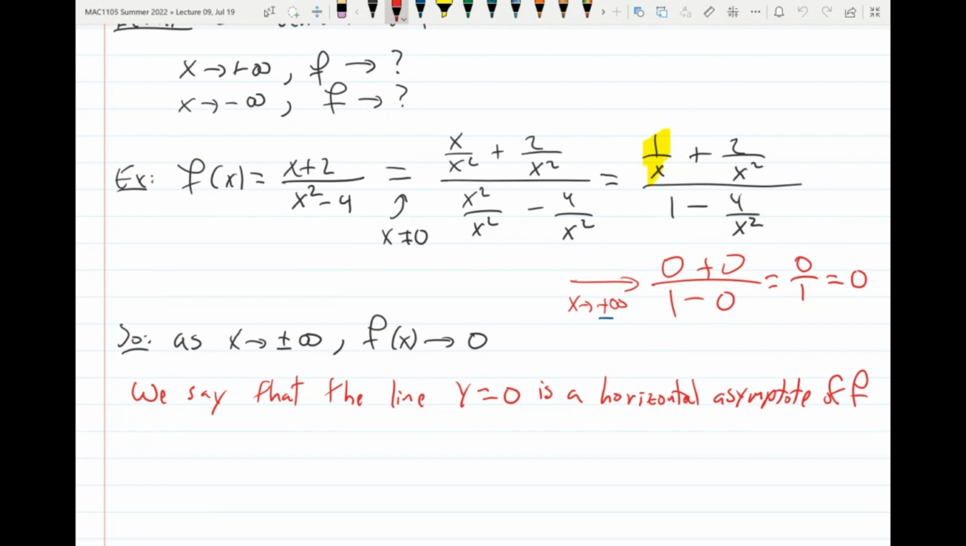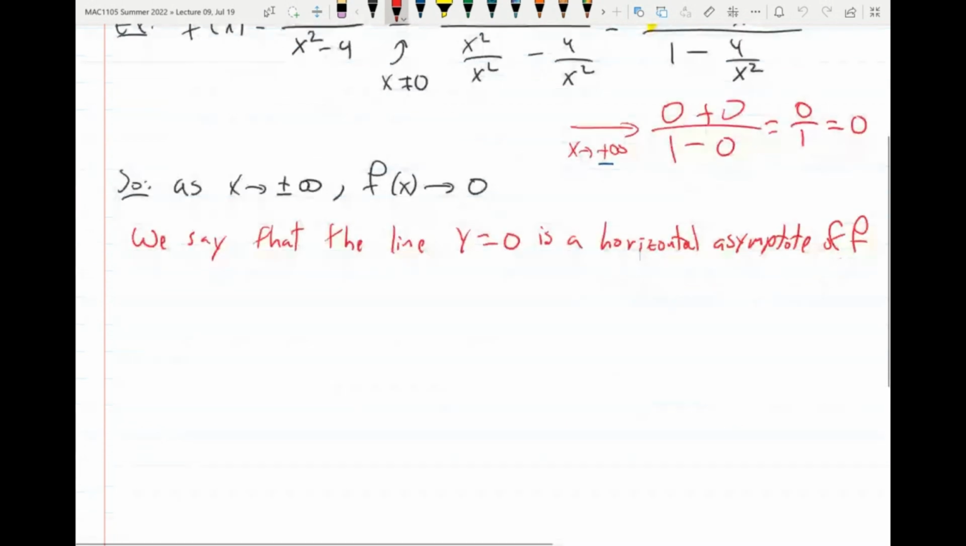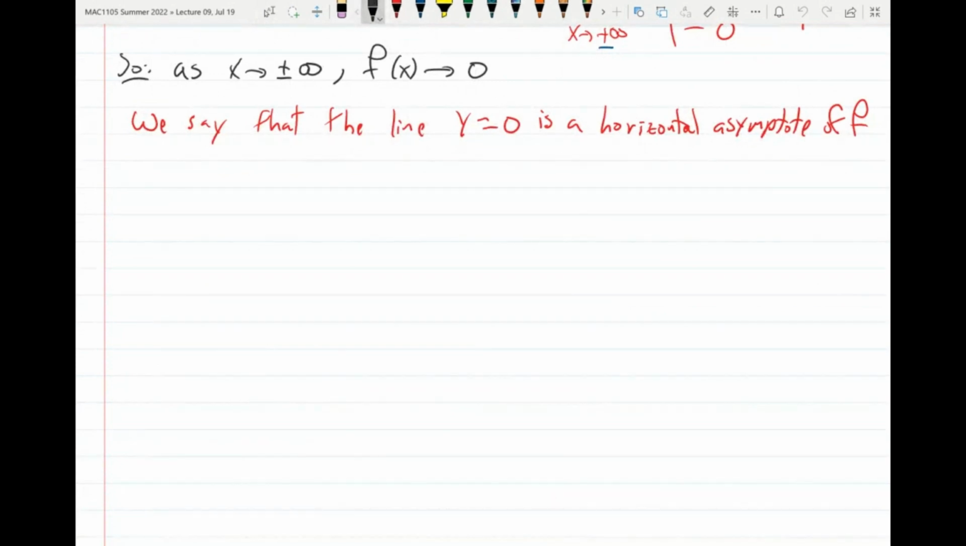Now let's do some examples in which the degrees are the same, and then another one in which the degree of the top is bigger than the bottom. And let's see what happens, okay? Because those are the three cases that you can have. But anyways, before I do that, let me write down the definition.